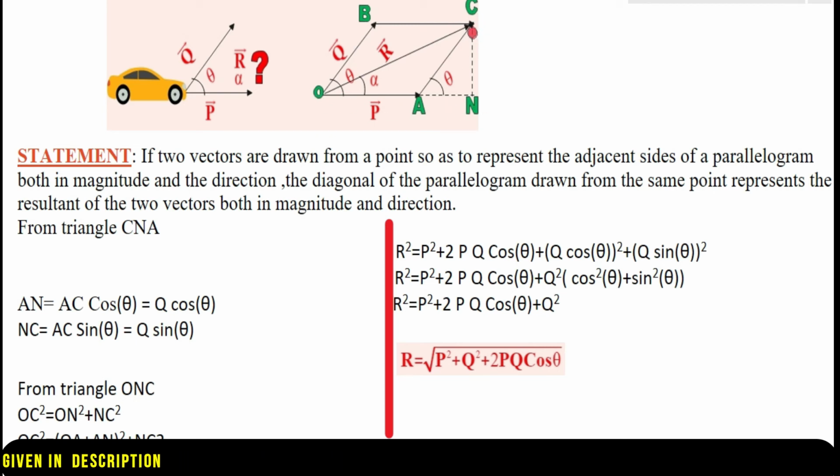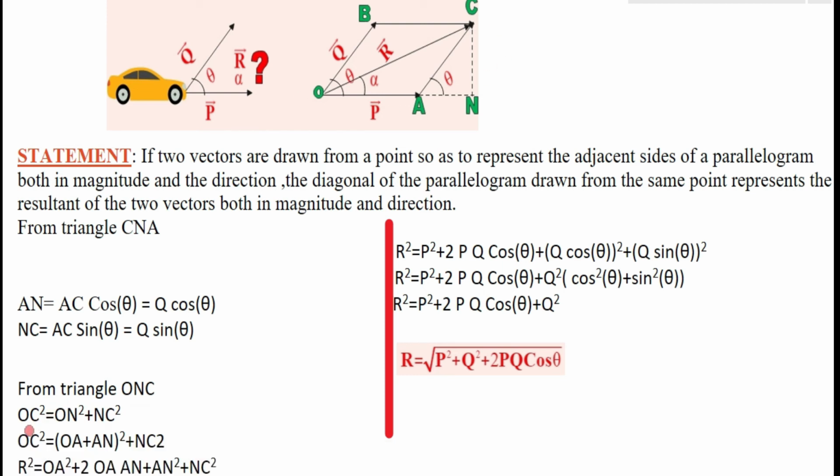This is a right angle triangle. Now if we apply Pythagoras theorem to this right angle triangle, we will get OC square, which is the hypotenuse, OC square is equal to ON square plus NC square. This ON can be written as OA plus AN. And finally, you will get OC square is equal to OA plus AN whole square plus NC square.